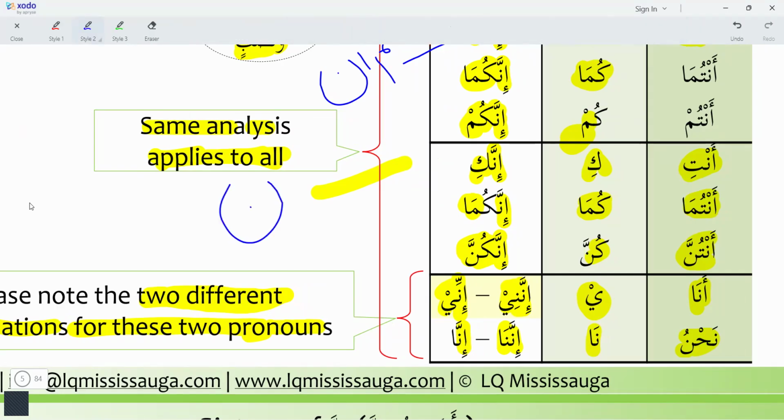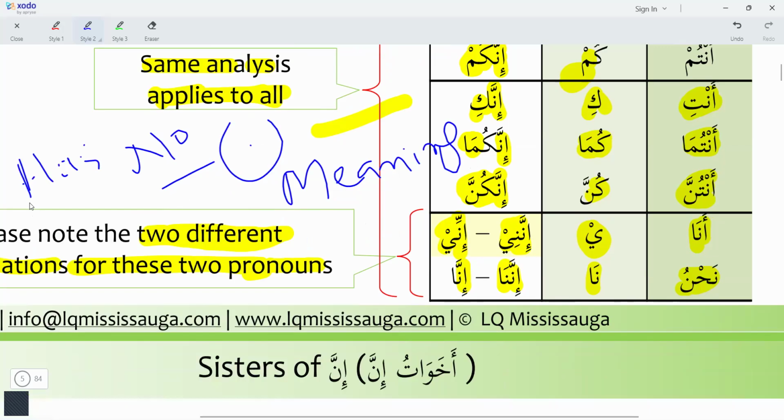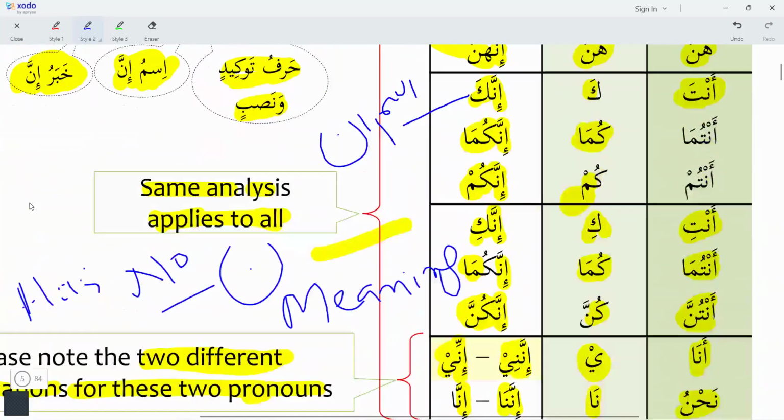This noon of wiqaya has no meaning. We just use it for protection. Do any of you have any questions?